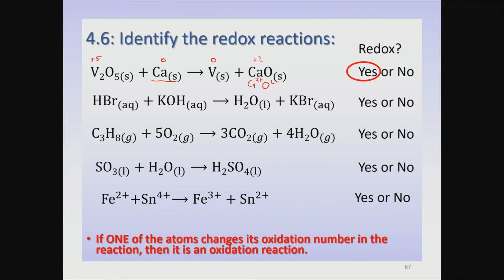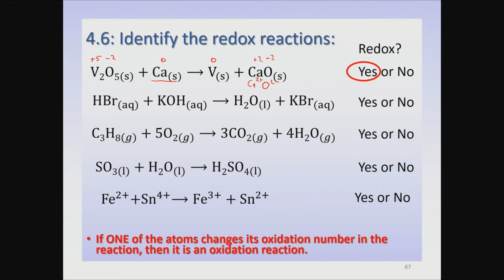Now, how about oxygen? Oxygen on the product side is an oxide ion, so its oxidation number is going to be -2. On the reactant side, you can also work it out, and I'm hoping you'll figure out that oxygen as oxide also has an oxidation number of -2. So oxygen is not changing its oxidation number, but because we found one element that does, it is a redox reaction. Okay, so let's go to the next one.